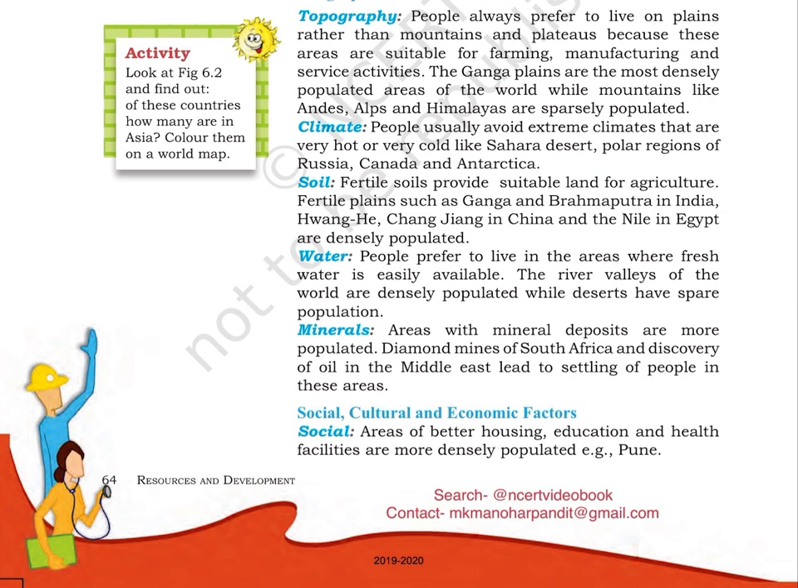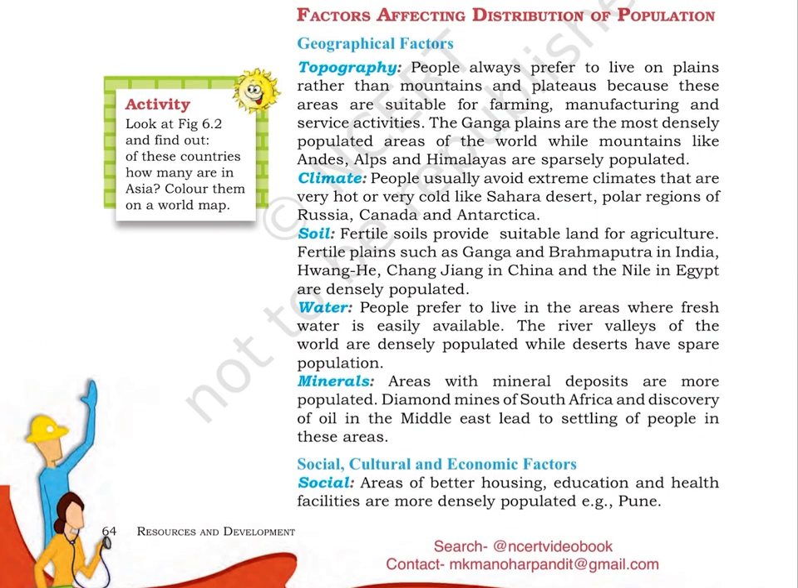On left side of page number 64, there is an activity box which reads, find out in figure 6.2 of these countries how many are in Asia. Color them on world map. Page number 65.